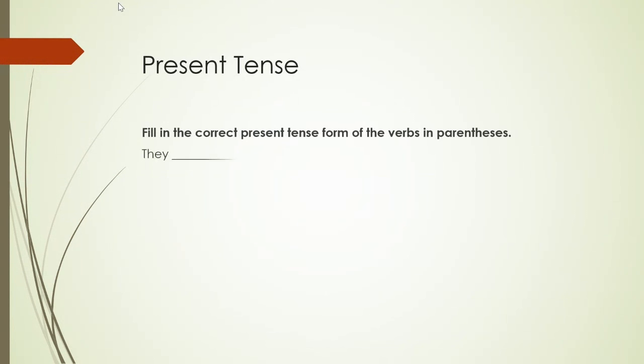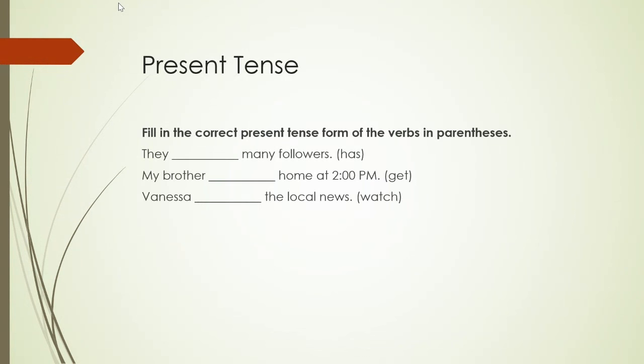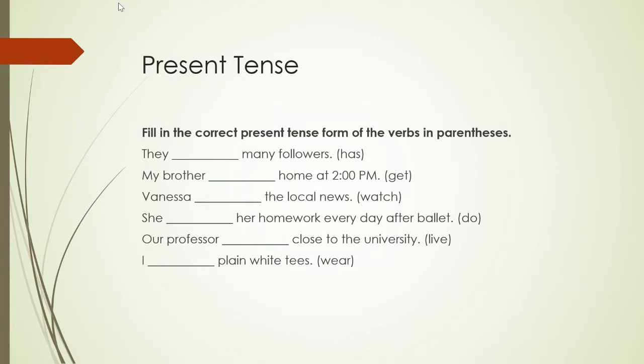Now try filling in the correct present tense form of the verbs in parentheses using the following examples. They blank many followers. My brother blank home at 2 p.m. Vanessa blank the local news. She blank her homework every day after ballet. Our professor blank close to the university. I blank plain white tees. You can pause the video if you need extra time to think about this.